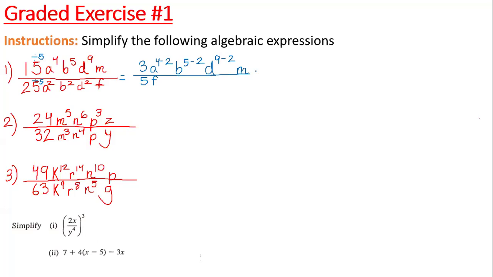And it's going to be equal to 3 over 5F. And what is 4 minus 2? 2. Very good. 5 minus 2 is 3. 9 minus 2 is 7. And just leave that as M.